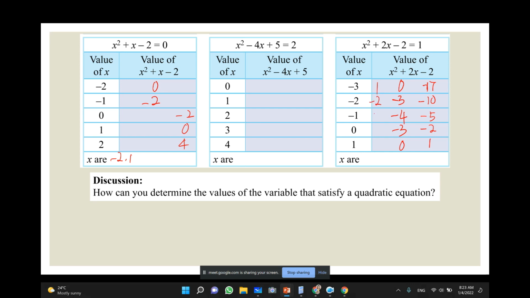Okay, and the next one? For -1, I have -3. For 0, -2. And then 1. Okay, what is the value of x? I got 1 and -3. Okay, thank you very much.